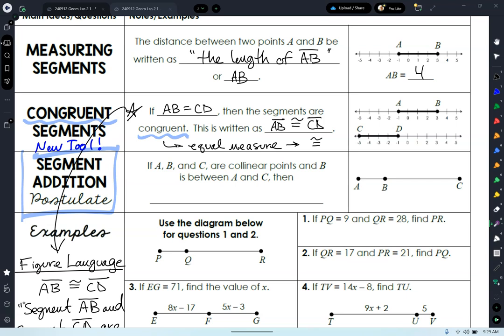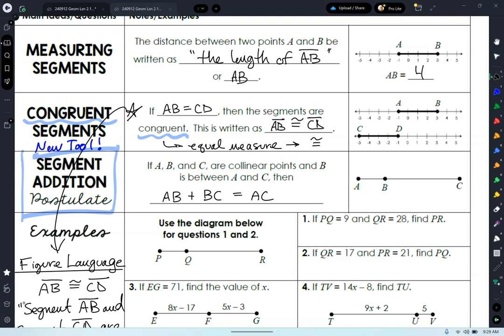Could it be in the middle and be in between? Yes, absolutely. But it could also not be in the middle and in between, okay? So you've got to be clear on that, all right? Okay, so what we're saying here is this is our segment addition postulate. If B sits in between A and C and they're all collinear, then the length of AB plus the length of BC is equal to the length of AC.